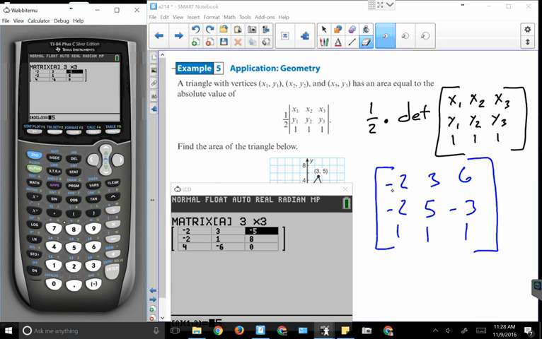So that was -2, I typed it in. That was 3, I typed it in. The next one is 6, so I press 6, enter, type it in. -2, enter. 5, enter. -3, enter. And of course the last one is all 1, 1, 1. Okay? So, does everybody have that in as follows?